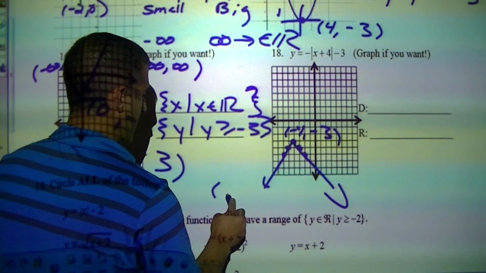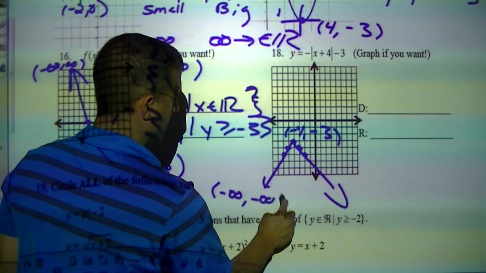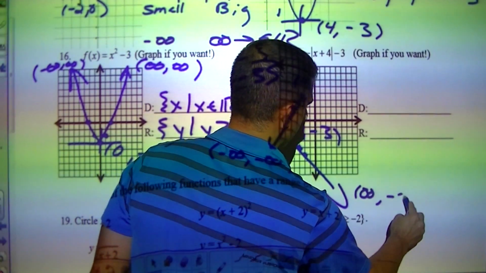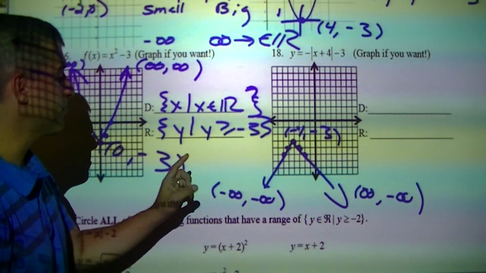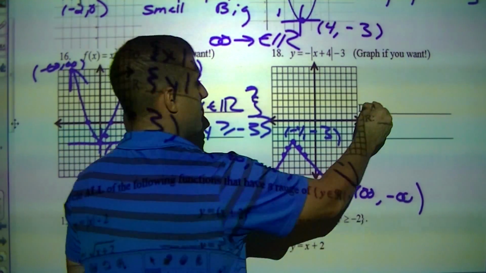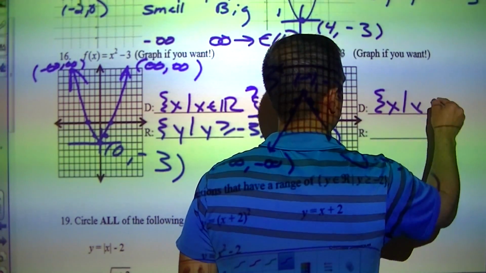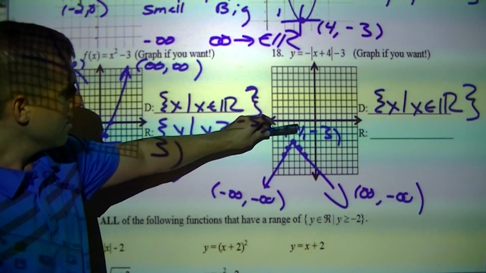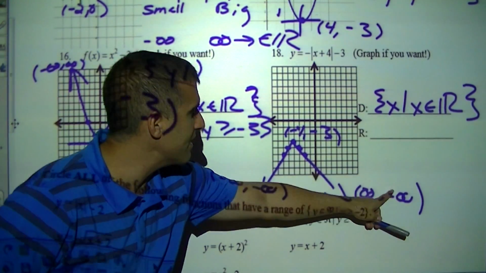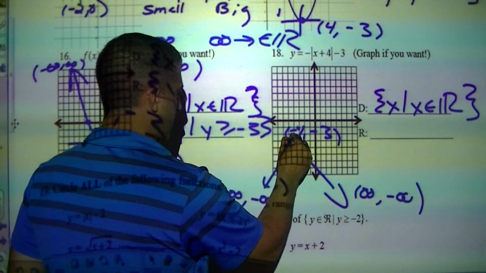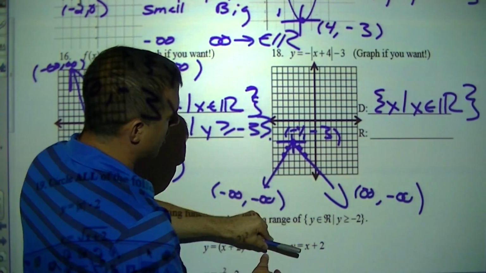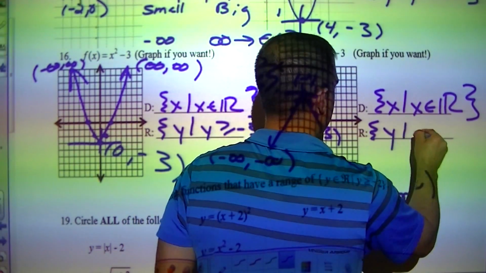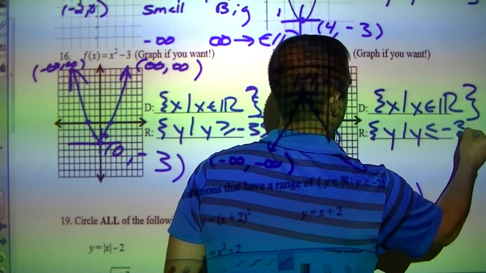This is going to be negative infinity, negative, because it goes down. It's going to be positive and negative. Smallest x is this, biggest x is this, so that's going to be all real numbers. The smallest y is negative infinity, biggest y is negative 3. Now, if I look at this, what happens is this is below. So this is going to be y is less than or equal to negative 3.